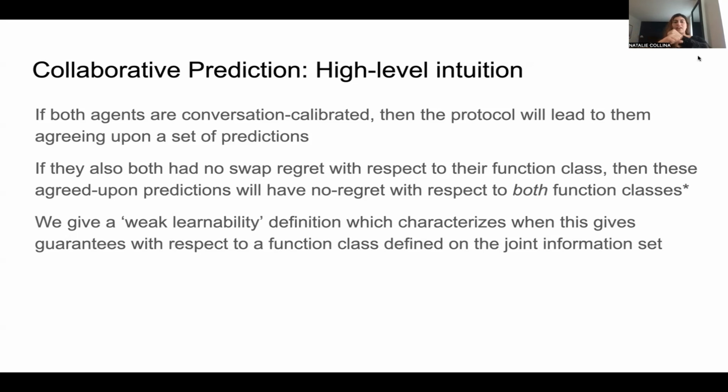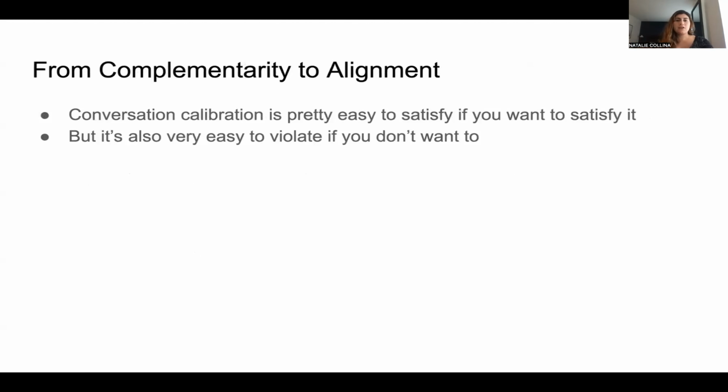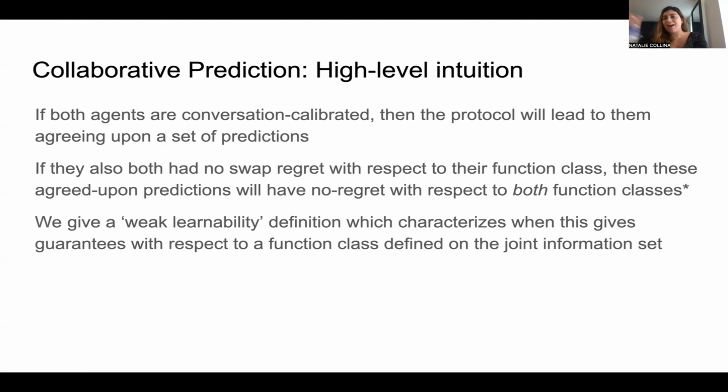Because in the end, the thing you're agreeing upon should be the same, right? So we're kind of combining these guarantees that we have separately for the joint predictions. So then the question becomes, when is that enough for information aggregation? This notion of no regret with respect to both function classes jointly. And we give a weak learnability condition that characterizes when it's enough. So yeah, I'm just going to do a very high level perspective on that. But just so you know, we also have things to say about actual accuracy.